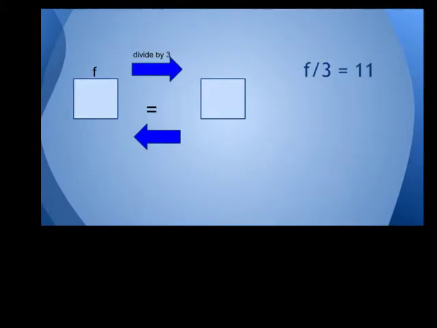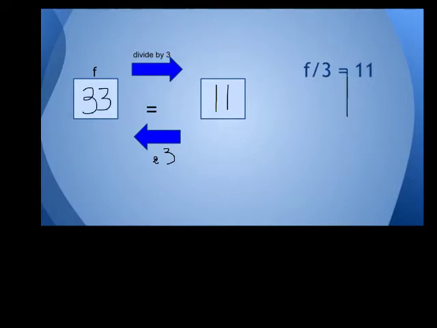Okay, now we've got the equation f divided by 3 equals 11. If we're backtracking, we start with the variable f divided by 3, the result is 11. The inverse operation of divide by 3 is times 3. That's a multiplication dot. And 11 times 3 is 33. That's how we show it in backtracking.